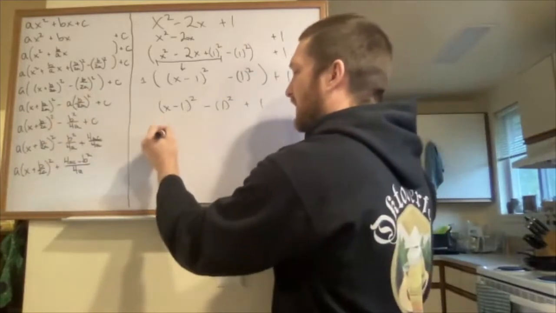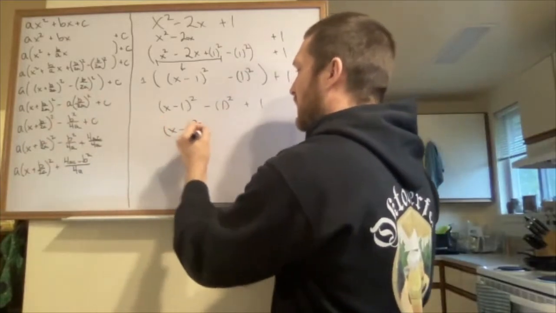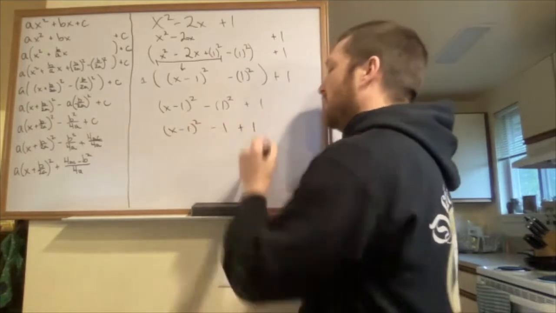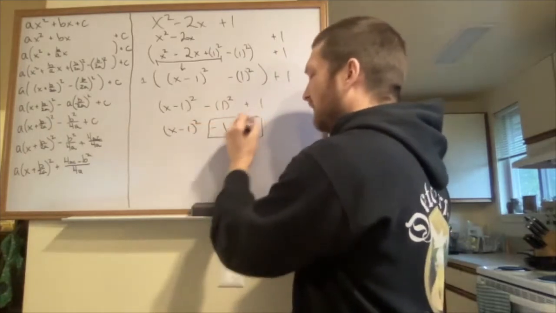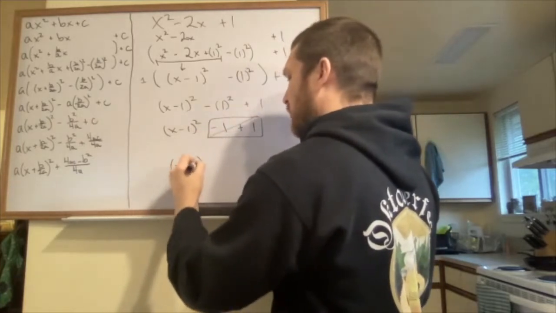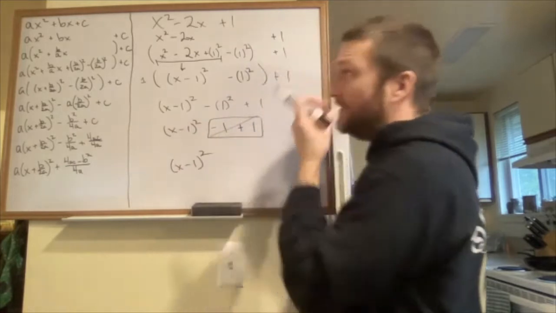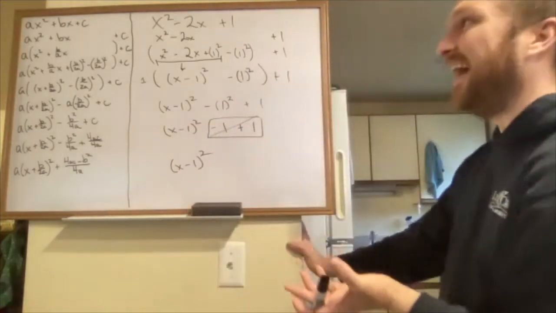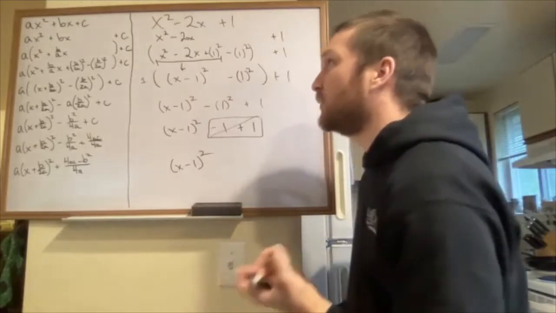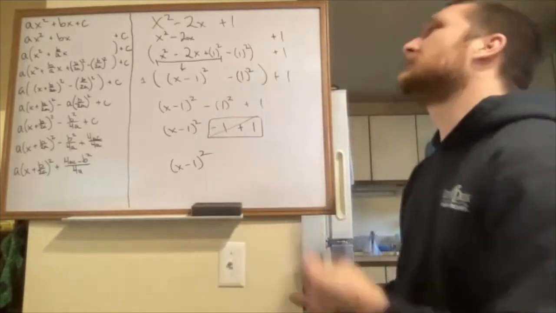We could just say, okay, finally, x minus 1 squared minus 1 squared is 1 plus 1. These guys cancel. And so we're left with just x minus 1 squared. It happened to be a perfect square. What do you know? And like I said, this is not the actual homework problem, but this is that.